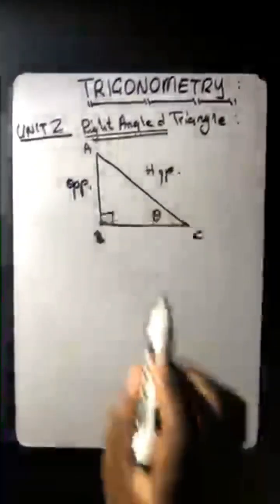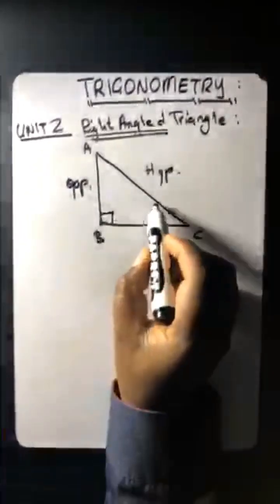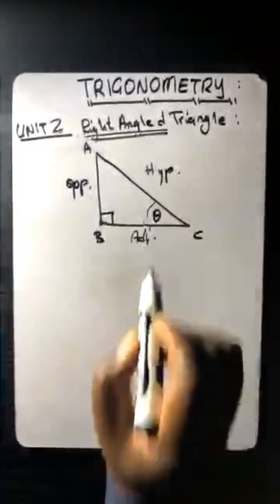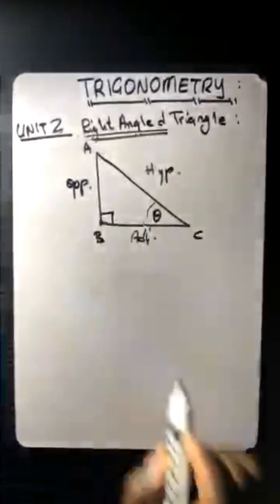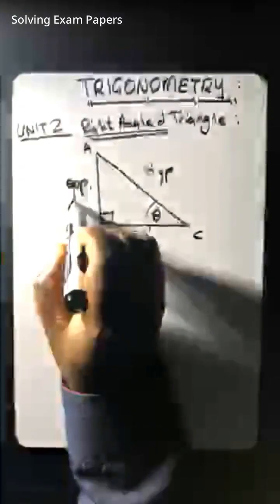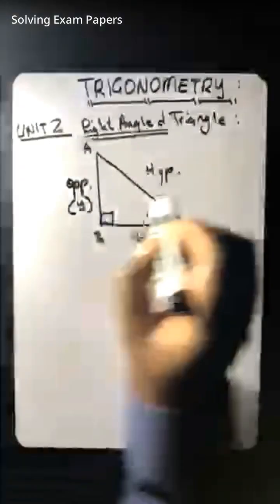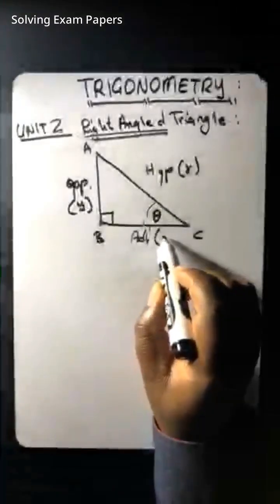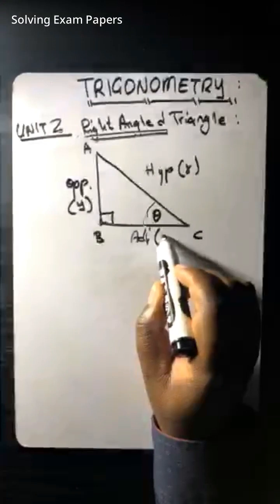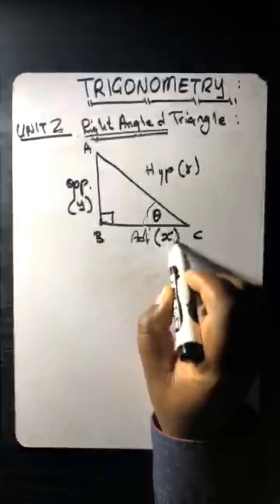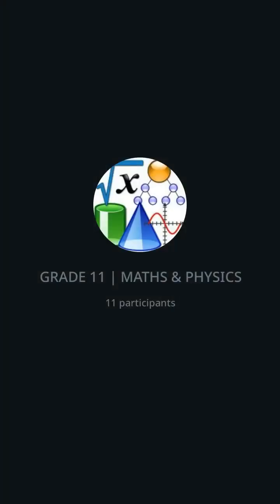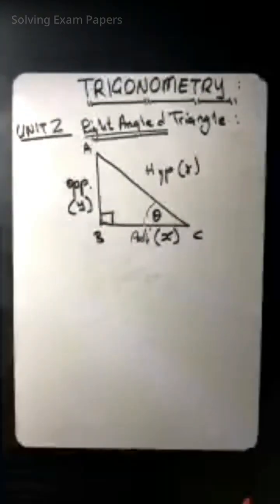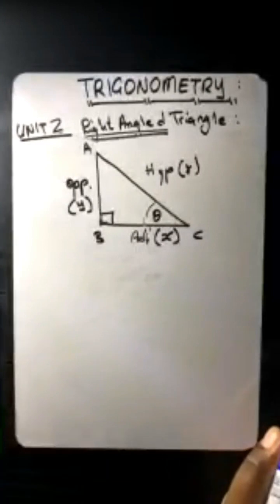How do you know it's opposite? Because it's opposite to the reference angle. And then this one is the obvious side being adjacent. So remember, guys, we said opposite is represented by Y, this one is represented by R, and this one is represented by X. So just remember that, so that as we go deeper, you understand where the X, Y, and R come from.